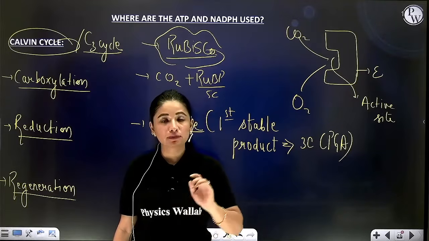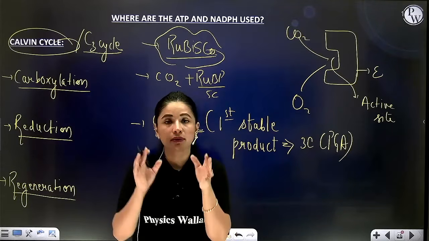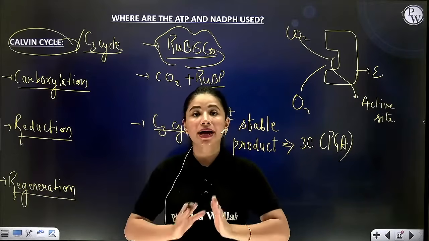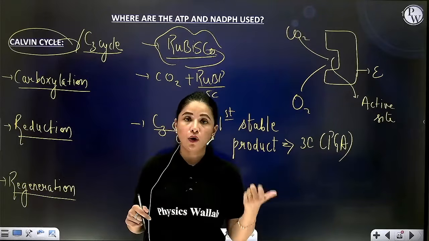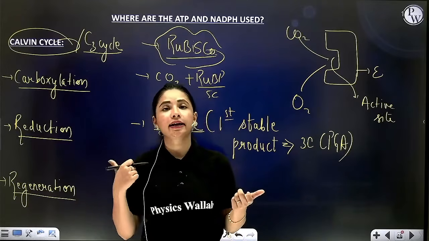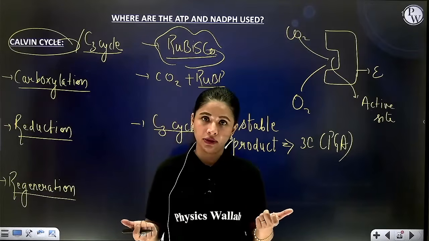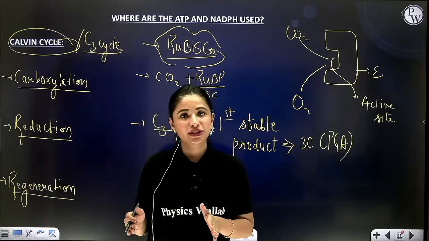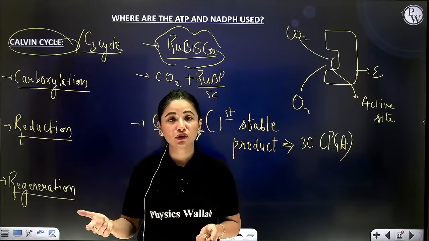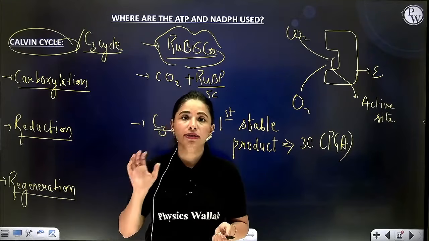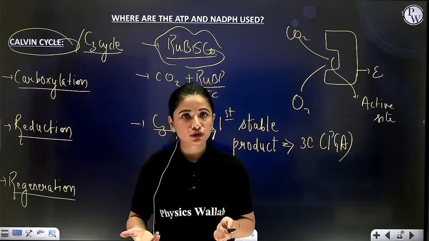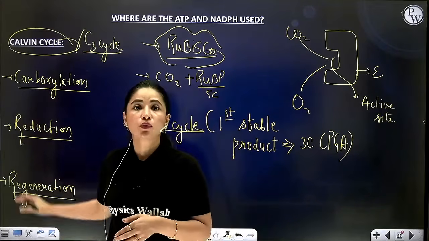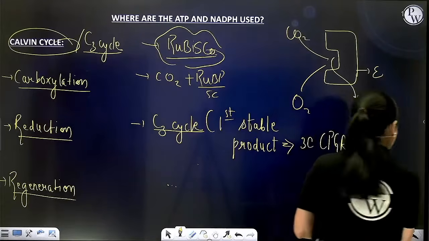So what is photorespiration? We'll deal with it in more detail, but right now I have just given you a hint that this enzyme Rubisco has dual activity. It can show oxygenation and it can also show carboxylation. If it is showing carboxylation, well and good, but if it shows oxygenation, then it leads to a wasteful phenomenon called photorespiration. We'll talk about photorespiration, but first let's see what the C3 cycle is and what these three steps are.